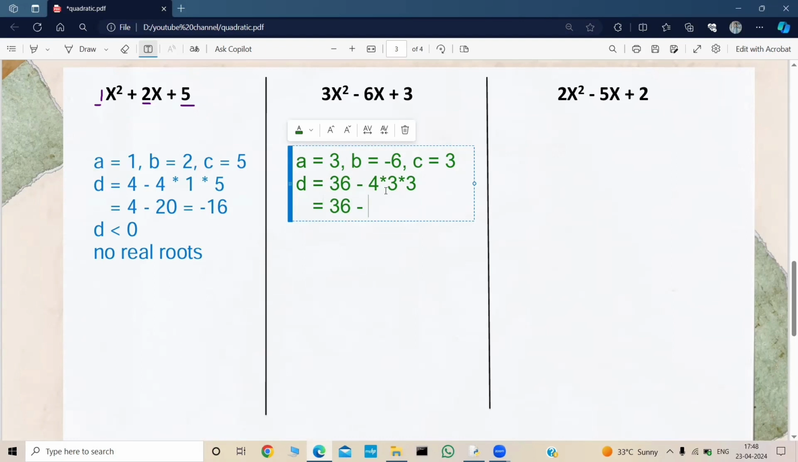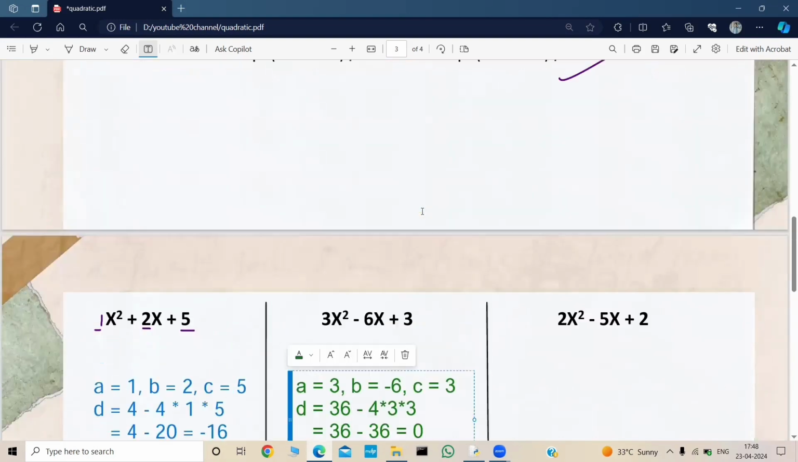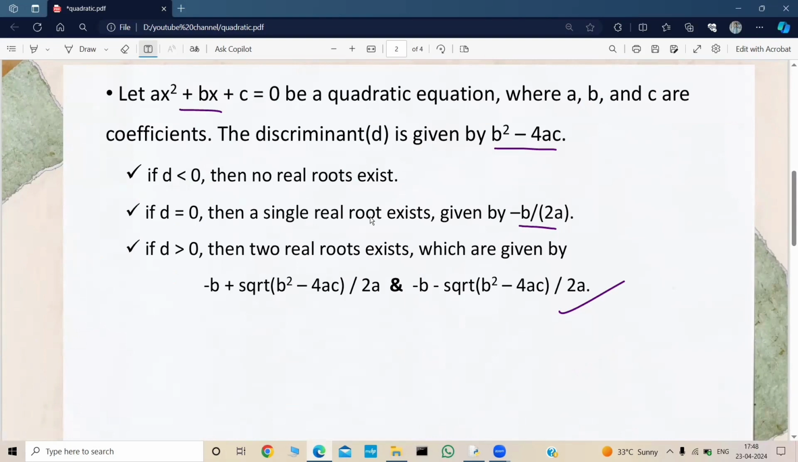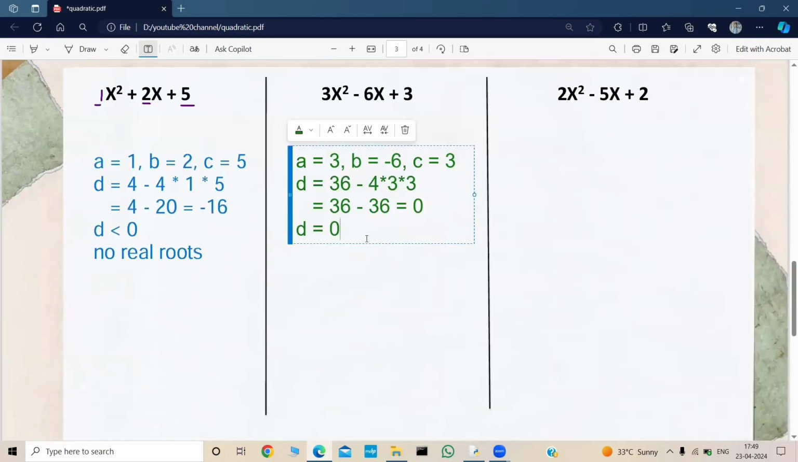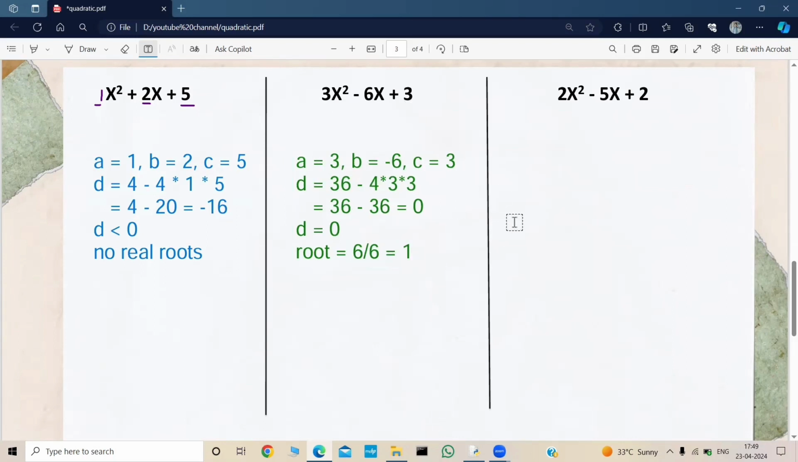36 minus, 4 3s are 12, 12 3s are 36, right? So which is equal to 0. So my discriminant was 0, right? d = 0. If d = 0, then a single root exists, which is -b/2a, right? So my root was -b, nothing but 6, by 2a, 2 into 3, which is 6. 6 by 6 equal to 1. So the root was 1. So this equation has a single root, that was 1.